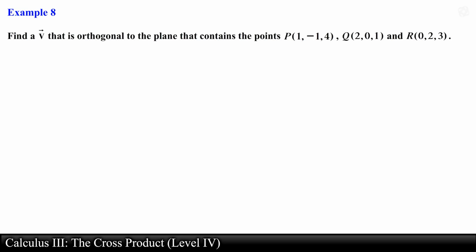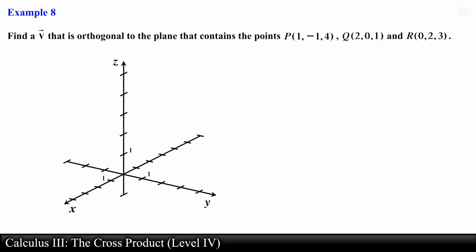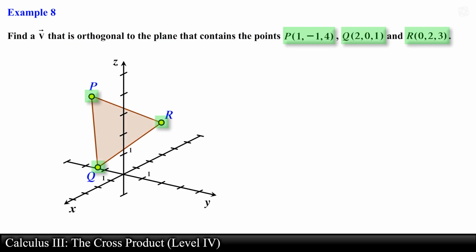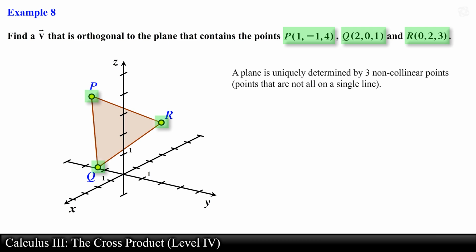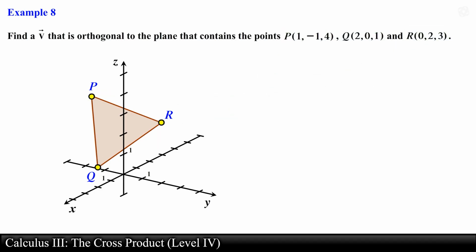Find a vector v that is orthogonal to the plane that contains the points P, Q, and R. Here we're asked to find a vector that is orthogonal to the plane that contains 3 points. Recall that a plane is uniquely determined by 3 non-collinear points, points that are not all on a single line. In this problem, we're given the coordinates of 3 such points.